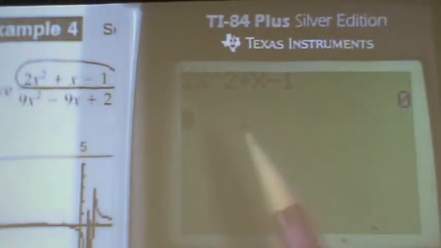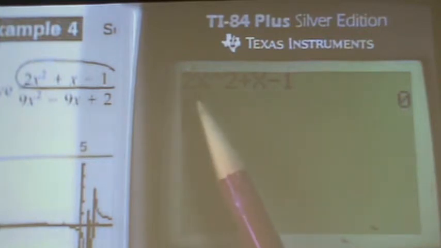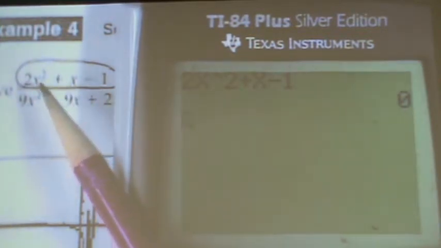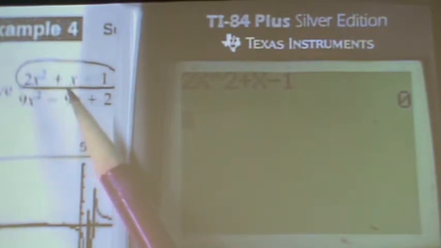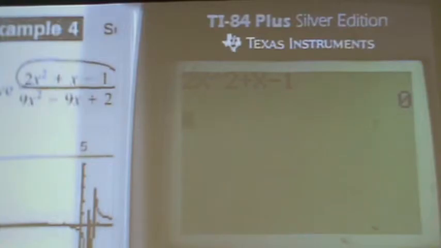Does everyone understand? What it did was it took 0.5 and plugged it in here. And you can do it by hand. You could do 2 times 0.5 squared plus 0.5 minus 1, and you'll get 0. But you don't have to, because this does it for you. So I have for you right here how to clear your screen, type the equation, hit enter, and you should get a 0. Okay? Your homework is this back side.